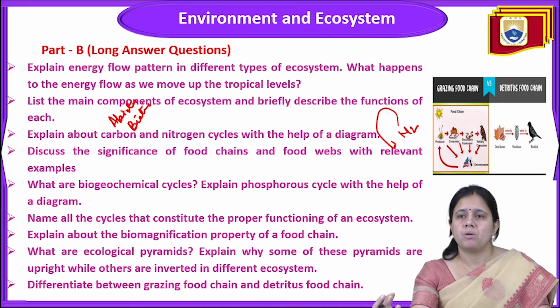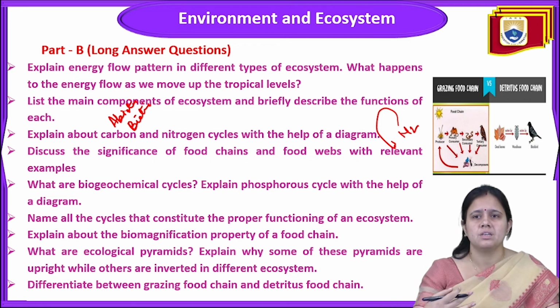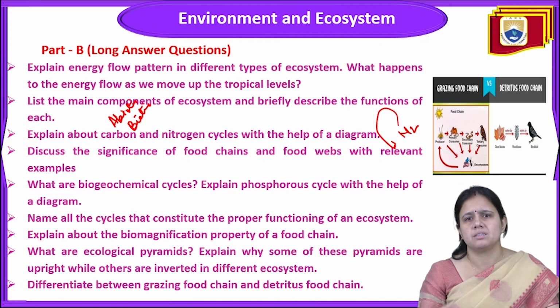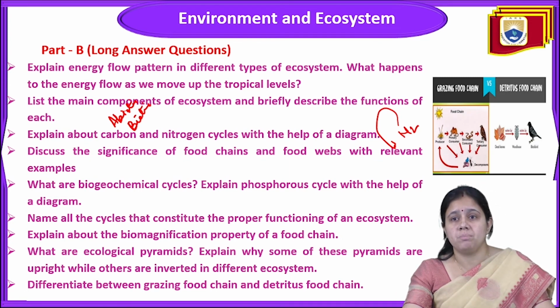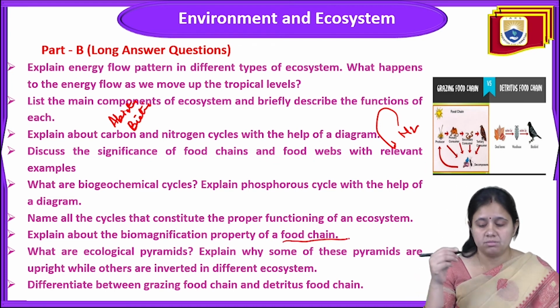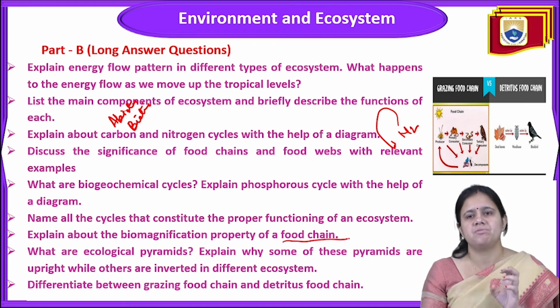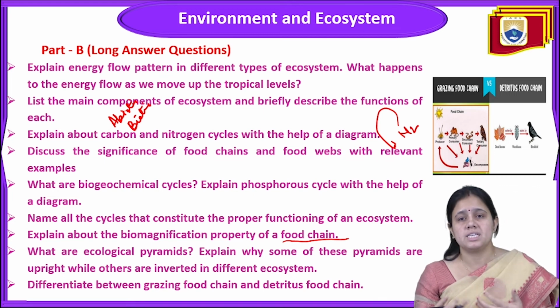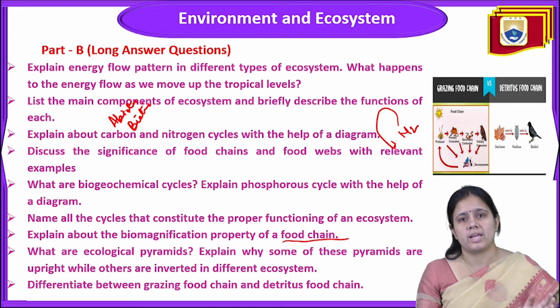So for the proper functioning of an ecosystem, the nitrogen cycle is there, carbon cycle is there, sulfur cycle, phosphorus cycle, all cycles are there. That will be the recycling of nutrients. And explain the biomagnification properties of a food chain. So in a food chain, as I have already discussed, biomagnification means the increase in the amount of pollutants from one trophic level to another trophic level.